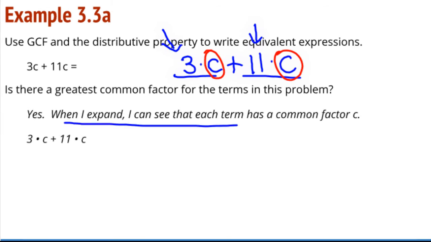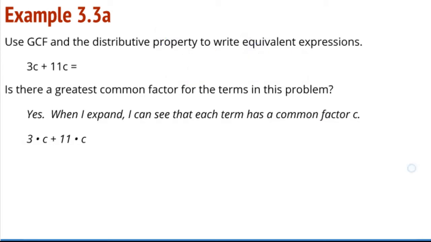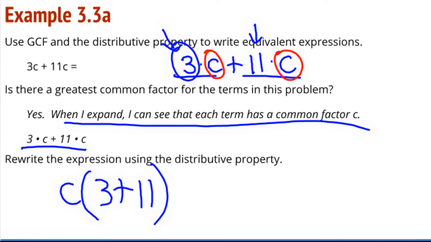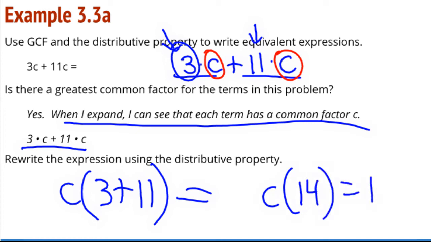So when I expand, I see that each of the terms has a common factor c, written out in the expanded form here. So if I'm going to rewrite this using the distributive property, I'm going to factor the c out, and I'm going to recombine what is left. I've got the 3, and I've got the 11. And of course, I always have the great urge here to combine the 3 and 11 to make 14 and actually have 14c. c times 14, which will be 14c.